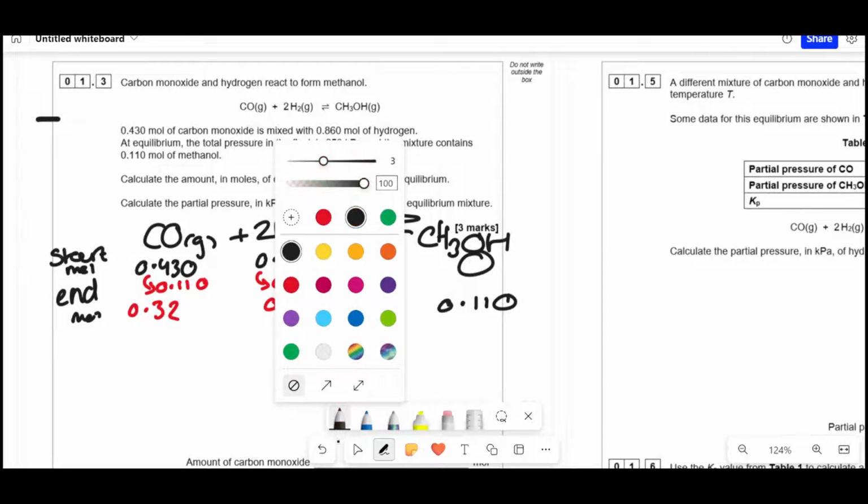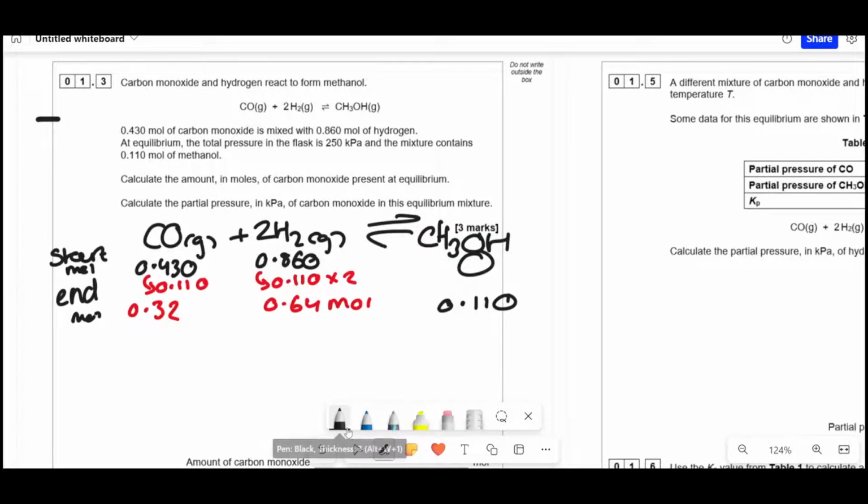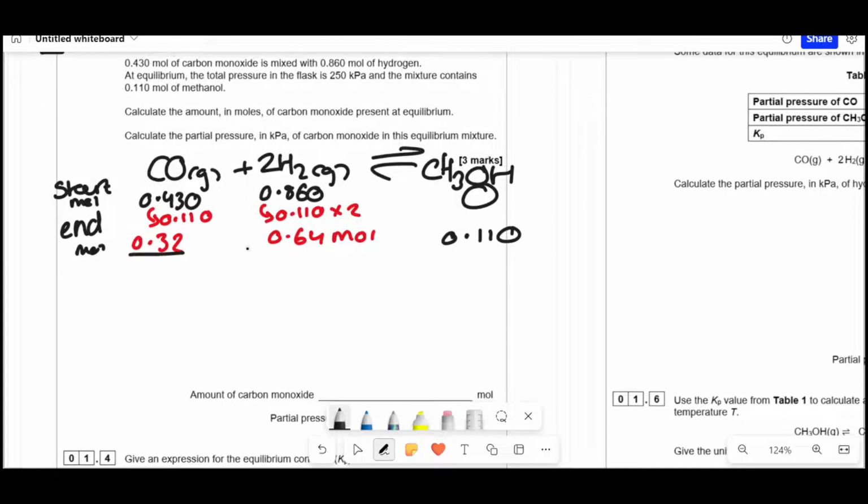No, actually we did. The question says calculate the moles of the carbon monoxide present at equilibrium. Well, that's done. Then it says calculate the partial pressure of the carbon monoxide in the equilibrium mixture. So we need to think, what are we going to do? Every single gaseous component in the equilibrium, if you add up all of them, will give you the total pressure, which they've told you is 250 kilopascals.